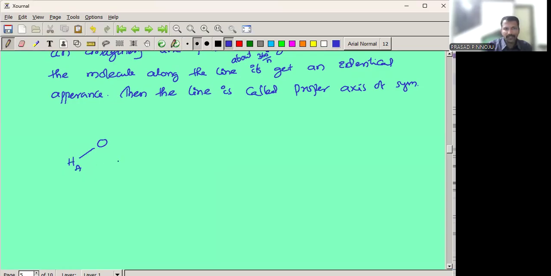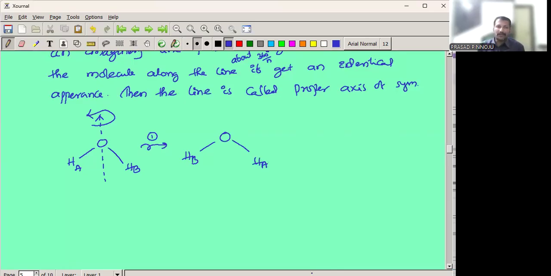So this is HA and here it is HB. An imaginary line passes through the oxygen like this. I am going to rotate the molecule through this line. After the first rotation, what do we get? Here it is HB and here it is HA. This is the first rotation.